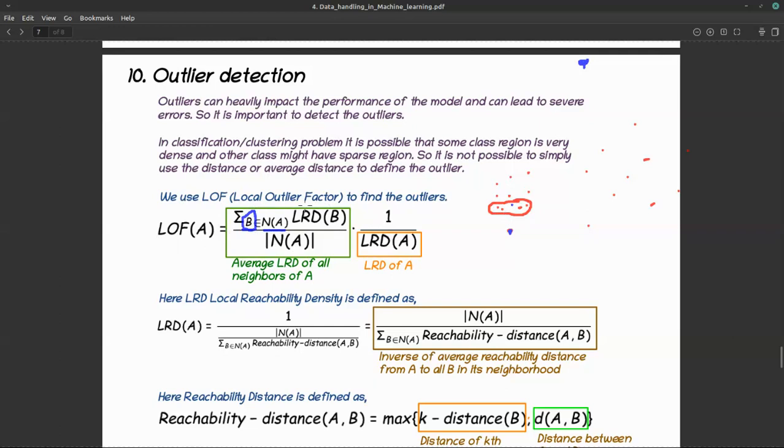Then I'm calculating the local reachability density of B. B is nothing but a neighbor, right? B belongs to Na, B belongs to the neighborhood. So calculate all the densities, the average density divided by the number of neighbors. So it's nothing but an average I'm taking. Let's say the average density for all these neighbors is just 3, multiplied by 1 upon the density of me, the LRD of A. We are calculating the local outlier factor of A.